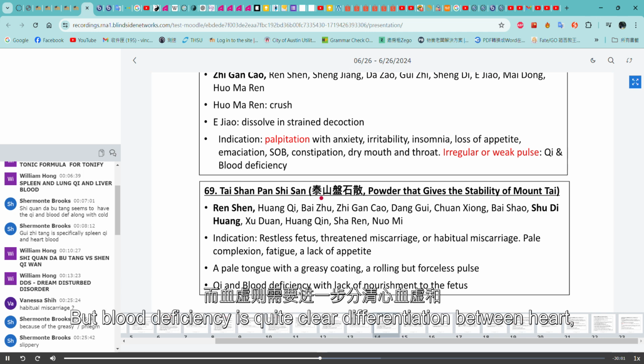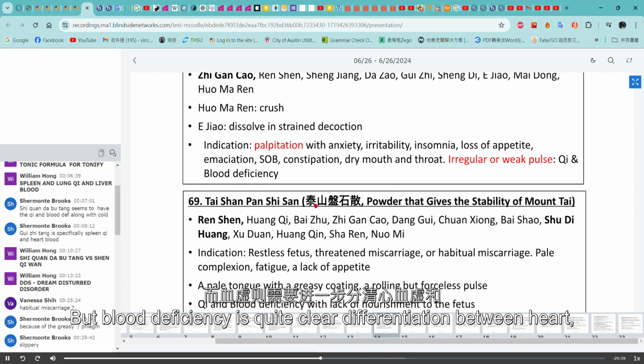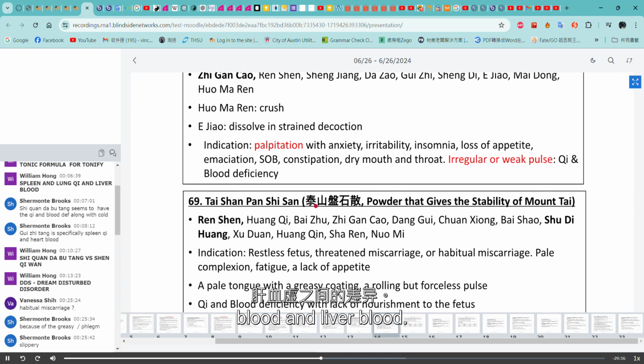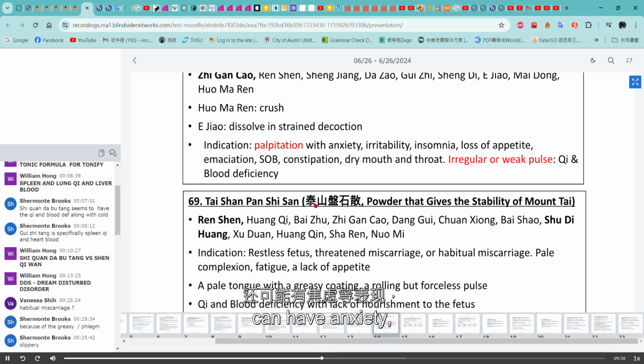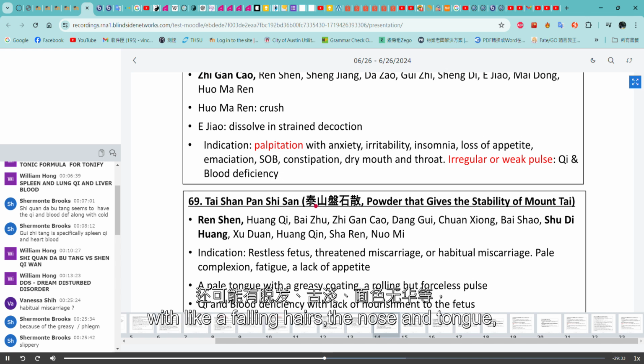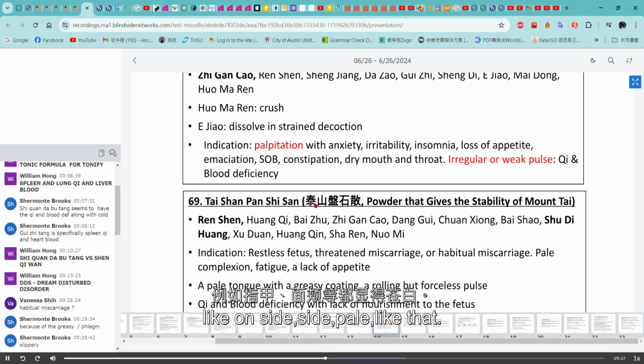But blood deficiency is quite clear, a differentiation between heart blood and liver blood. Of course, both of them can cause insomnia and anxiety, but liver blood is more physical issues like stiffness of the muscle and the tendon, late menses, pale nails, short, scanty menstruation, with falling hair, and a pale tongue on the sides. This is typical liver blood deficiency.